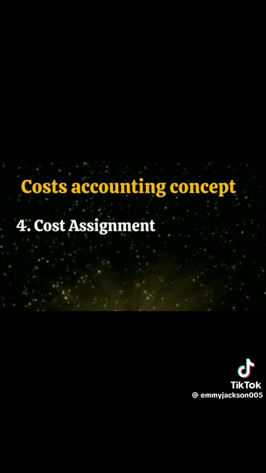4. The cost assignment. Cost assignment refers to the allocation of accumulated costs to cost objects based on predetermined methods. This allows for a more accurate assessment of the costs incurred by each object. 5. Cost behavior. Cost behavior describes how costs change in relation to changes in activity levels within an organization. Costs can be classified as either fixed, variable, or semi-variable.